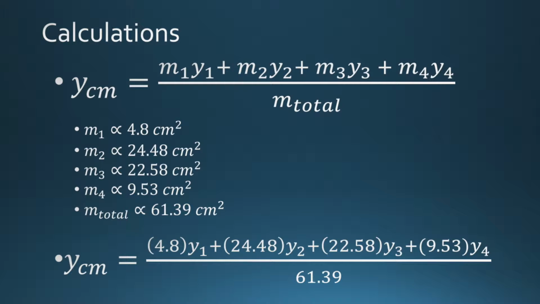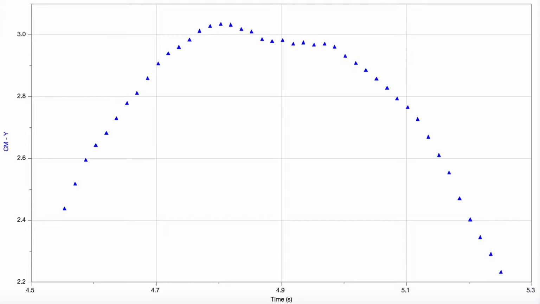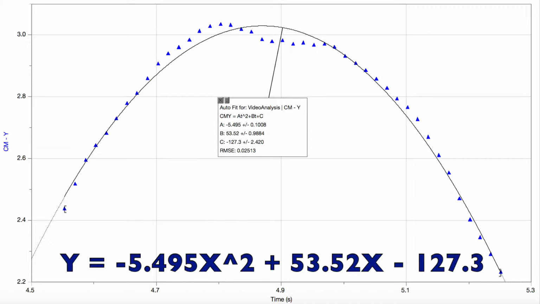We then calculated the overall center of mass as a weighted average of each section's center of mass according to its relative mass. Here is a graph of the y position of the overall center of mass with respect to time. This is a quadratic regression of our graph.